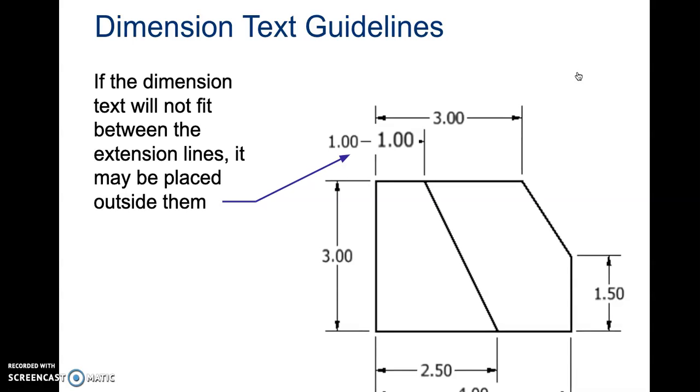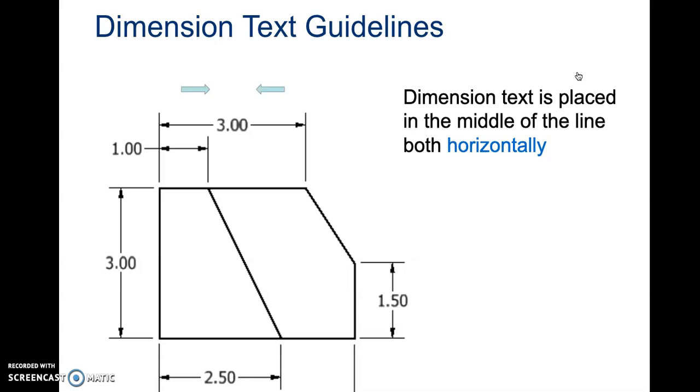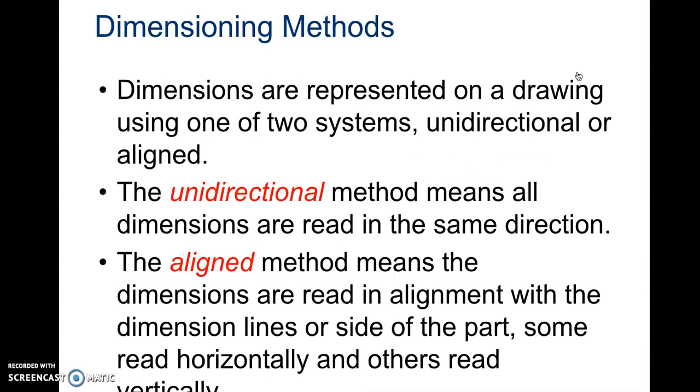As far as text guidelines, if the dimension will not fit between the extension lines, it can be placed outside of them. And Inventor does that automatically. We'll have to kind of check out what Onshape is going to do for us today. So we definitely want it to be placed in the middle. All good. Dimensions can be represented in one of two systems, unidirectional or aligned.